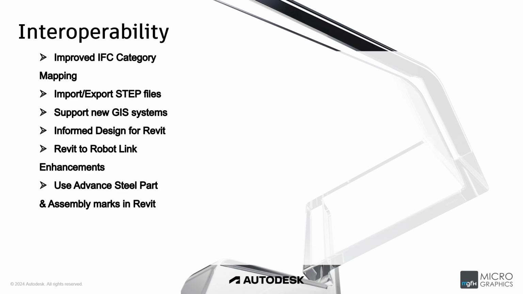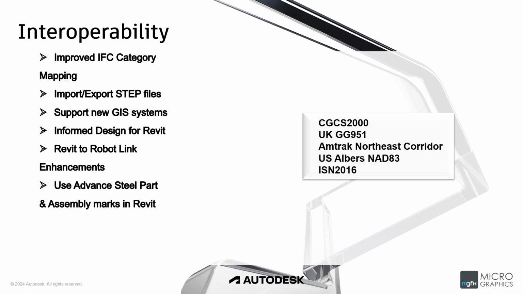Then we have the support for new GIS systems. Geographic information systems are crucial for integrating spatial data with BIM models. Revit 2025 expands its support for new GIS systems, enhancing the ability to import and use GIS data within Revit. This improvement allows users to incorporate more accurate geographical information into their design, improving site analysis, which you can then use with your new TopoSolid by face function. Planning and environmental impact assessments can be done accordingly.